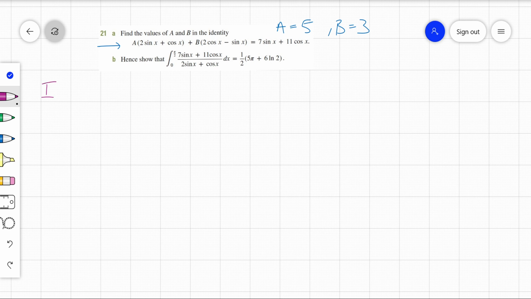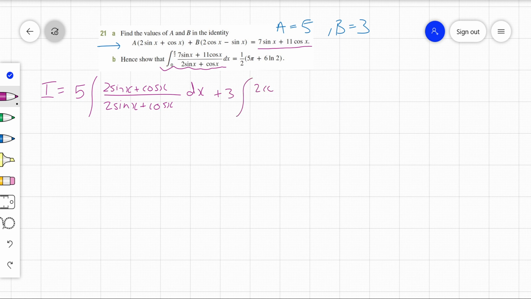So our integral, this being our integral, you can see will be equal to, so that stuff on top, 7x plus 7 sine x plus 11 cos x, we're going to break up into a, 2 sine x plus cos x, so a was 5, on the denominator, which is 2 sine x plus cos x, dx, plus b, so plus 3, and this is 2 cos x minus sine x on 2 sine x plus cos x with respect to x, and we've got 0 to pi on 2 for our limits.